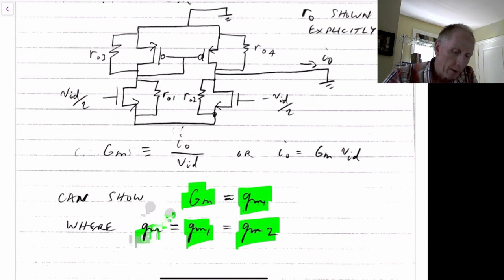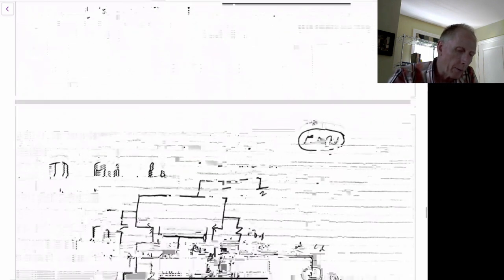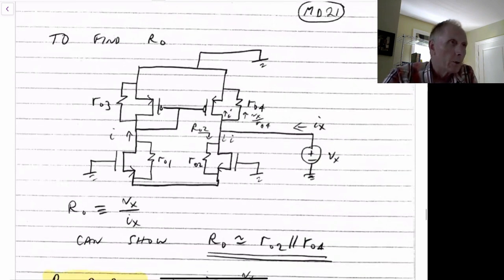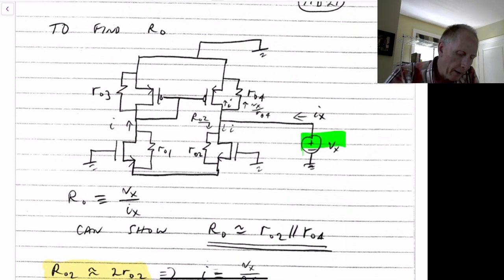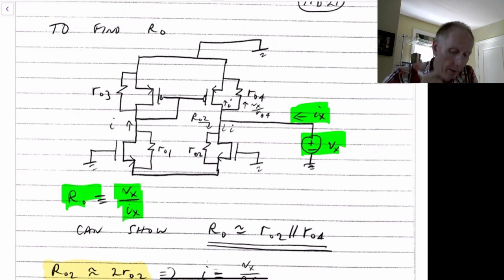To find R out, it's a little more complicated. So shown here is the small signal model for it, where we apply a voltage V sub x, determine what the current I sub x is, and by definition, R out is defined to be Vx divided by Ix. With some analysis, you can show that R out is approximately just equal to RO2 in parallel with RO4. In other words, it's the equivalent of the output impedance of this transistor in parallel with the output impedance of this transistor.